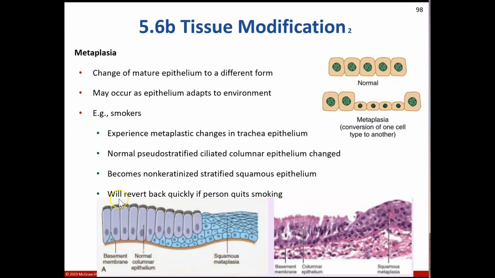We have at first our normal pseudostratified ciliated columnar epithelium, which remember we called respiratory epithelium, and it becomes non-keratinized stratified squamous epithelium, and can revert back to this if a person quits. But the reason that they are changing into this tissue type, and you could see this change taking place over here, is because the stratified squamous epithelium might be better able to handle the harsh toxins and chemicals that are found within smoke and tobacco products.